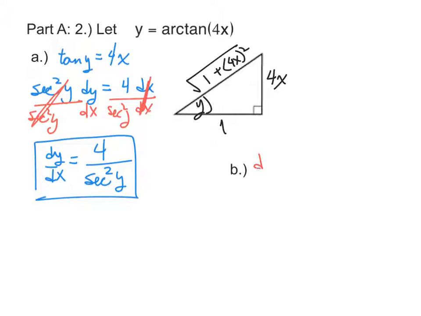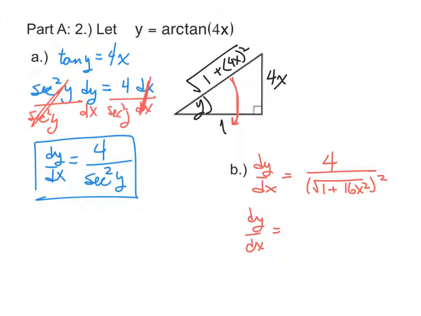So, dy dx is going to be 4 over the secant squared. Well, the secant, we have to remember, is the reciprocal of cosine. Cosine was adjacent over hypotenuse, so now we're going to go hypotenuse over adjacent. And that'll just be the square root of 1 plus 16x squared. And when we square that, remember we're not squaring this 4, but when we square that square root, we'll have 1 plus 16x squared. And we're finished.